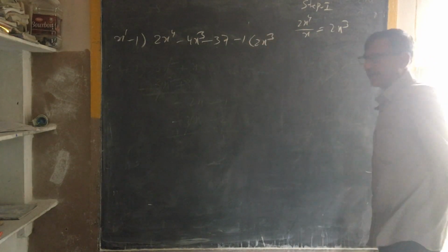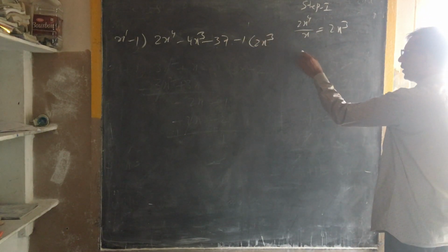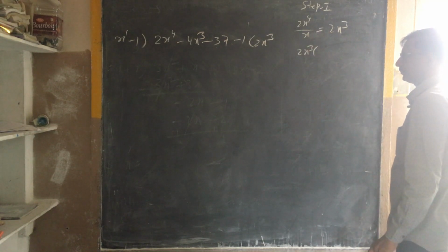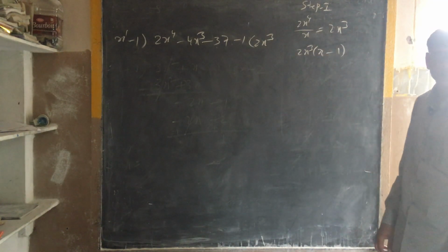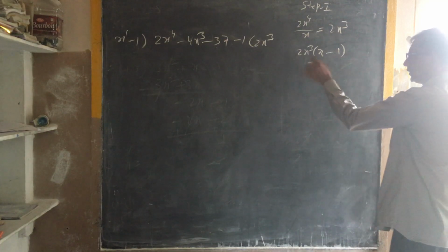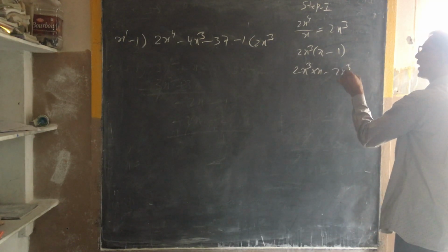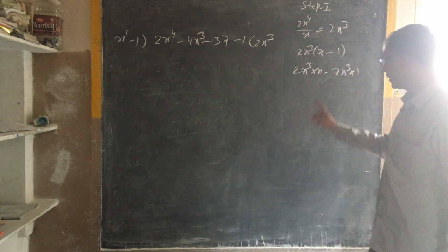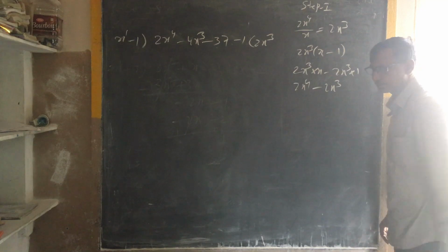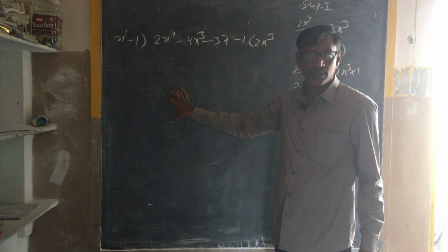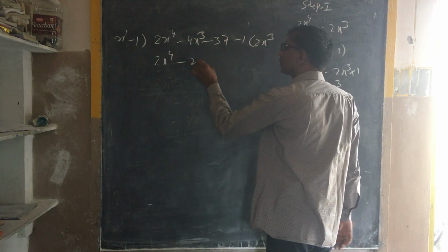So, okay, 2x cube I will write as it is. Again, this is multiplied with that one. 2x cube multiplied with x minus 1. Any doubt in it? Okay. This is into this, 2x cube times x minus 2x cube times 1. Just distributing. 2x cube into x, again 2x to the power of 4 minus 2x cube. The product is taken down here, okay. 2x to the power of 4 minus 2x cube, okay.